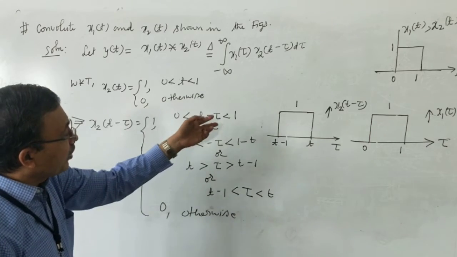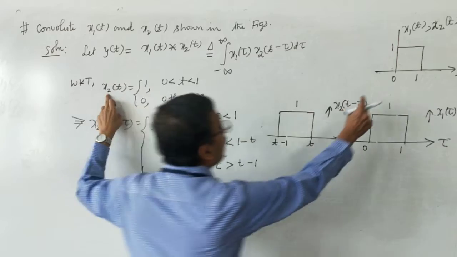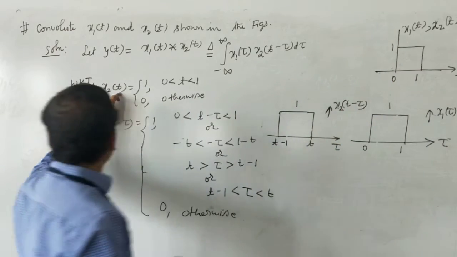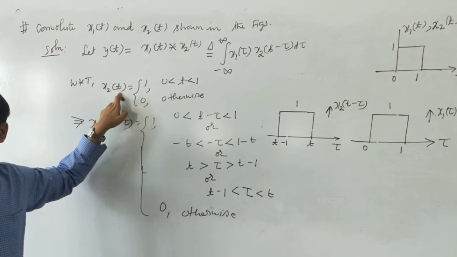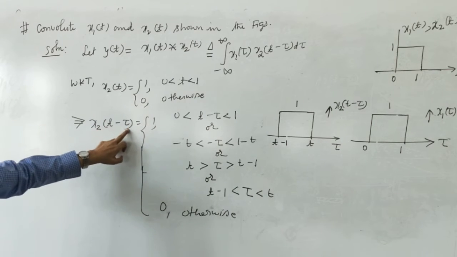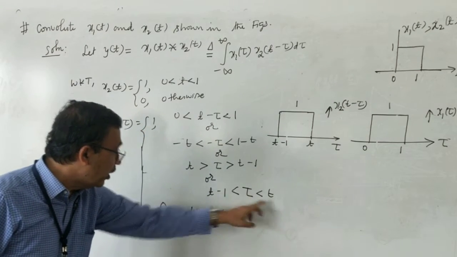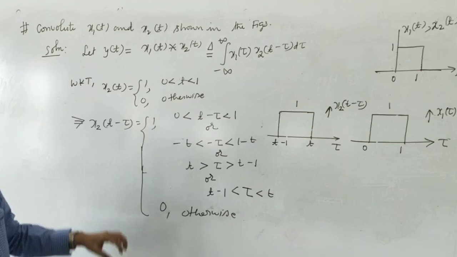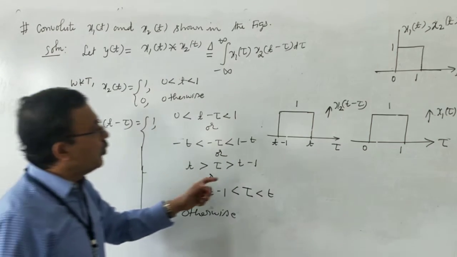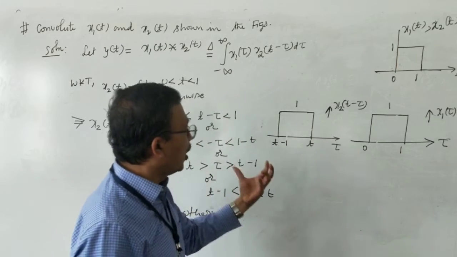So for sketching x2 of t minus tau, what you have to do is first write the expression for x2 of t from this figure, then replace t by t minus tau, and you get x2 of t minus tau equal to 1 for tau varying from t minus 1 to t, 0 otherwise. Next, we have to slide this figure against this figure and create overlap.